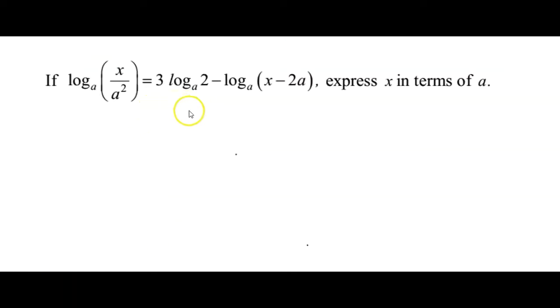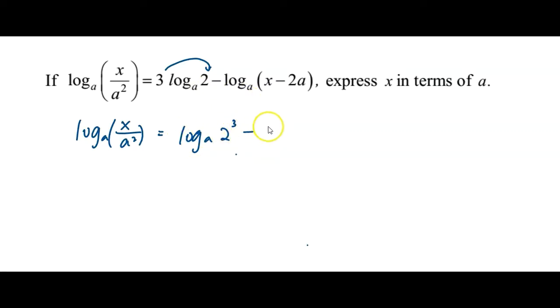This is the last example in this video. The question asks us to express x in terms of a. So we can actually keep the left-hand side and combine the right-hand side into a single log. When we want to combine it into a single log, we must make sure the 3 is moved up to become the power first. So it becomes 2 power of 3, and the second term of the right-hand side will remain unchanged.